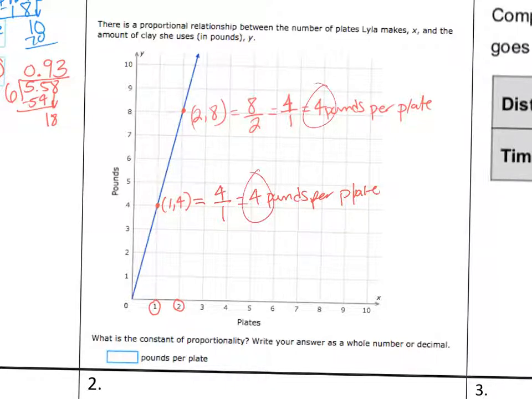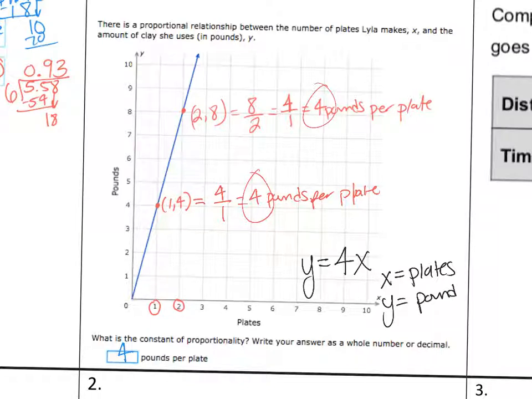And the question says, what is the constant of proportionality? Write your answer as a whole number. So how many pounds per plate do you use? You use, obviously, 4 pounds per plate. Now, if you were going to write an equation, you can go the extra mile and write the equation. y equals 4x. And in this case, the x would represent the plates, and the y would represent the pounds. And the ratio would be y over x, which is pounds to plates.